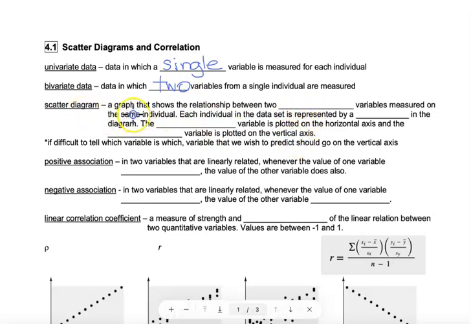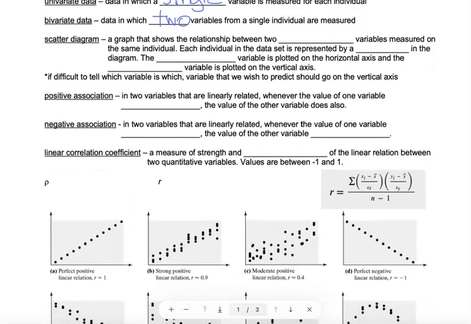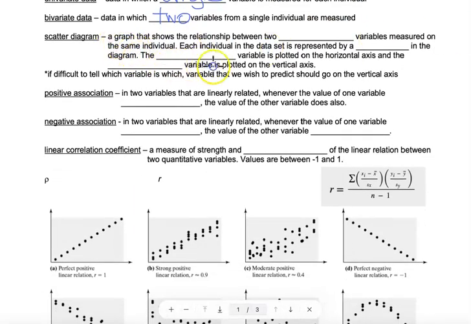A scatter diagram, which in previous math classes you've called a scatter plot, is a graph that shows the relationship between two quantitative variables measured on the same individual. Each individual in the data set is represented by a point in the diagram.